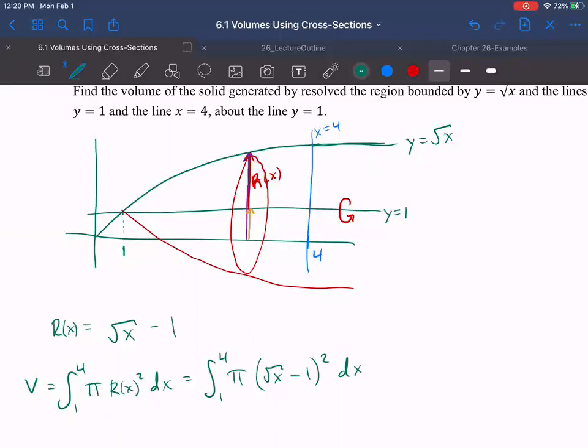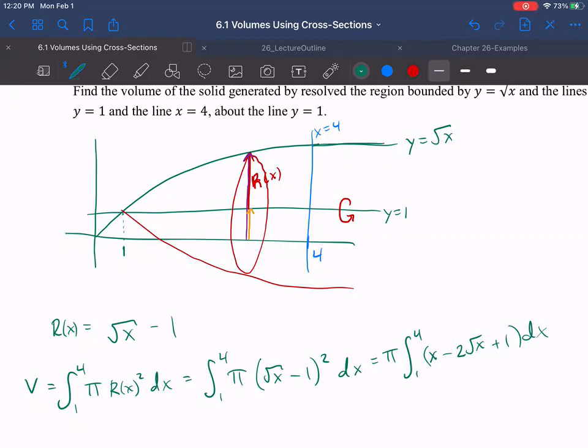All right, so continuing on here after that internet disruption, we've got this integral to do. We just start going through and doing it, right? So we've got the pi we can bring out in front, integral from 1 to 4, we can square this thing out. What does that give us? It's going to be x minus 2 square root x plus 1 dx.